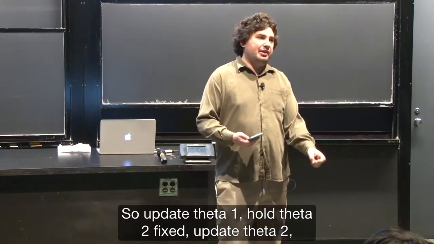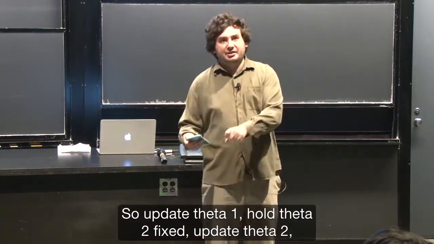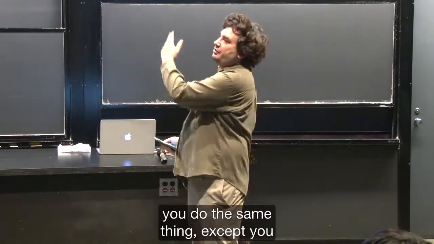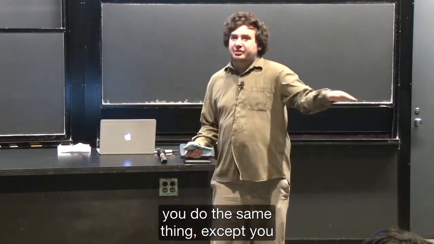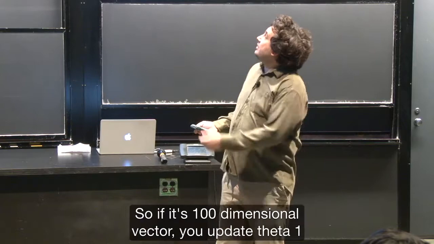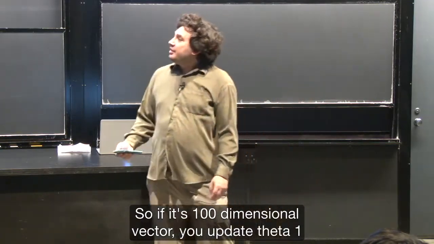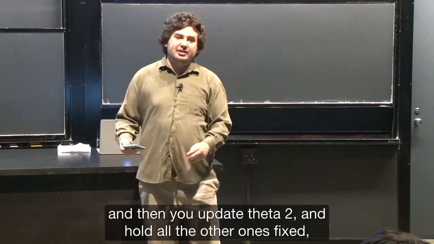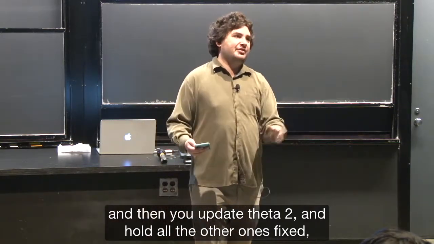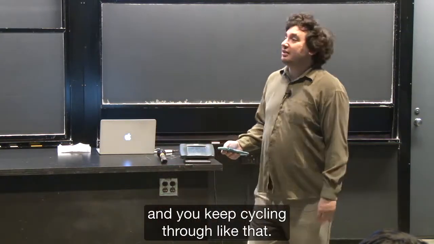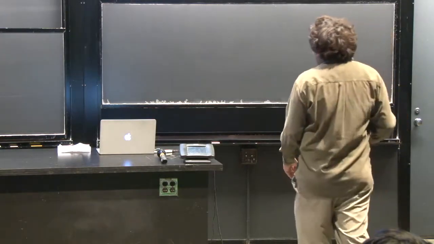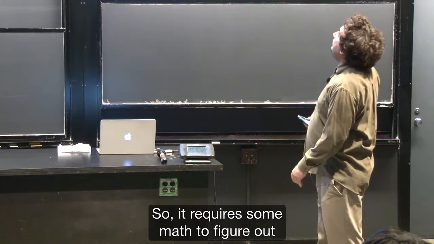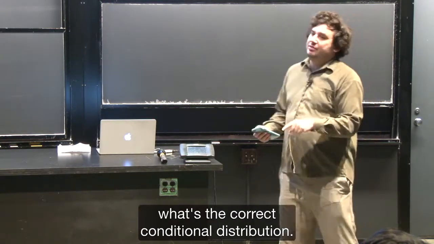So update theta 1, hold theta 2 fixed, update theta 2, hold theta 1 fixed, and you keep going. If it's more than two-dimensional, you do the same thing, except you cycle through the whole vector. So if it's a 100-dimensional vector, you update theta 1 and hold theta 2 through theta 100 fixed, and then you update theta 2 and hold the other ones fixed, and you keep cycling through like that. And so it requires some math to figure out what's the correct conditional distribution.